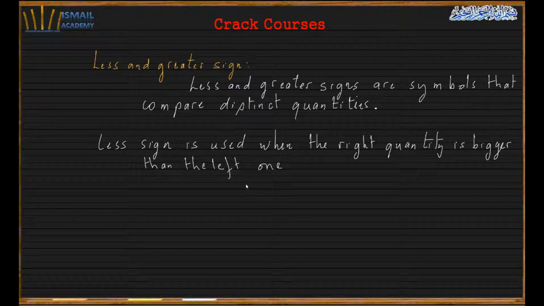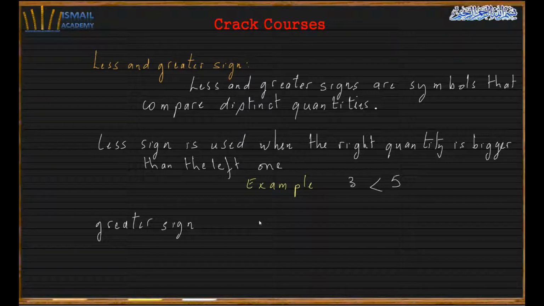For example, we have 3 and 5, so I can say 3 is less than 5. And the greater sign is used when the left quantity is bigger than the right one.